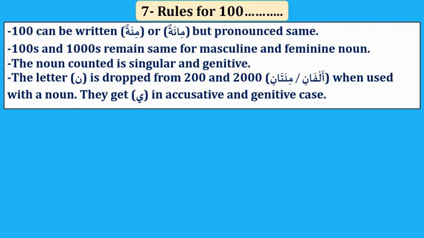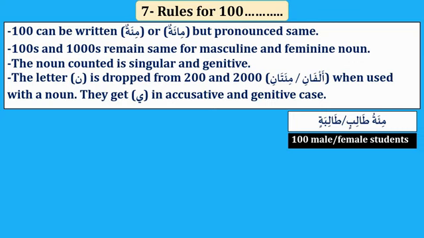The letter noon is dropped from 200 and 2000, مئتان and ألفان, when used with a noun. When they are followed with a noun, the noon is dropped. They get ya in accusative and genitive case. Let's give examples. مئة طالب أو طالبة. 100 male or female students. As you see, we use مئة, 100, for both masculine and feminine noun.